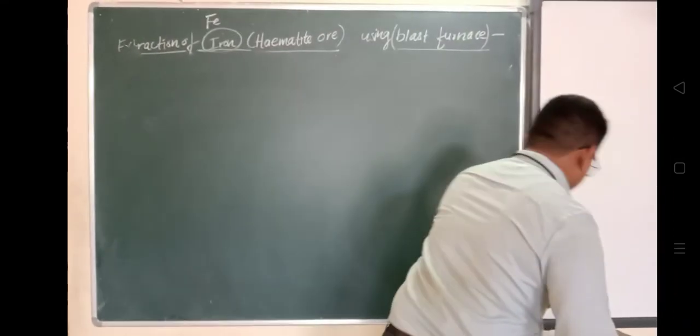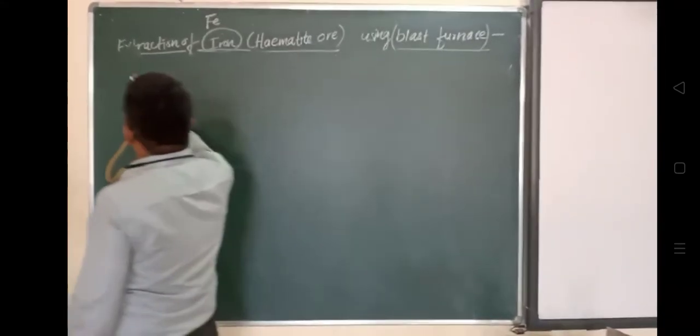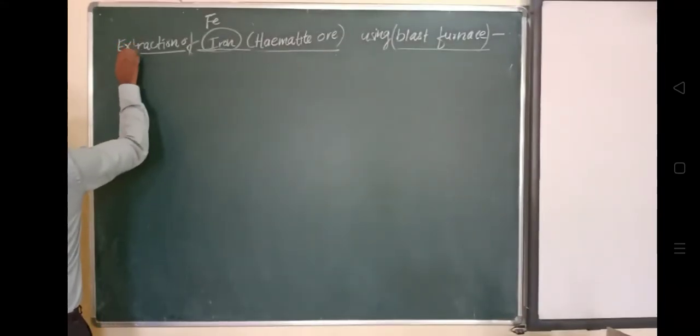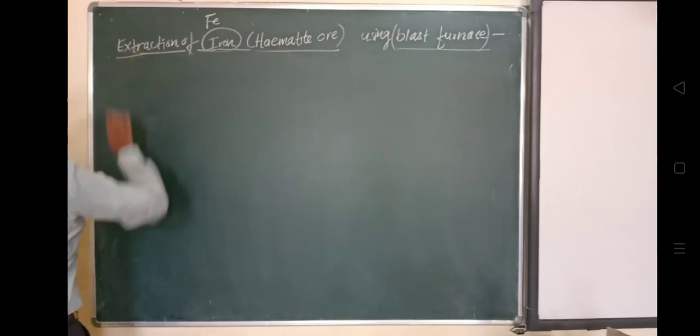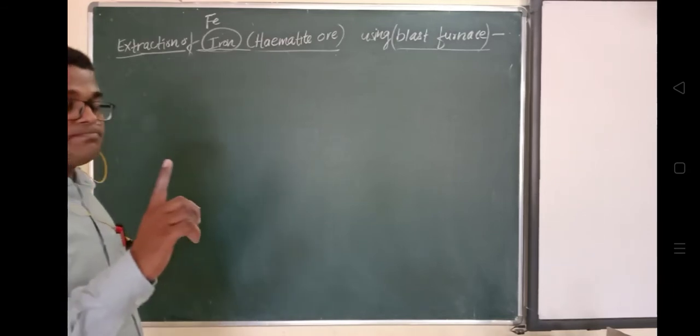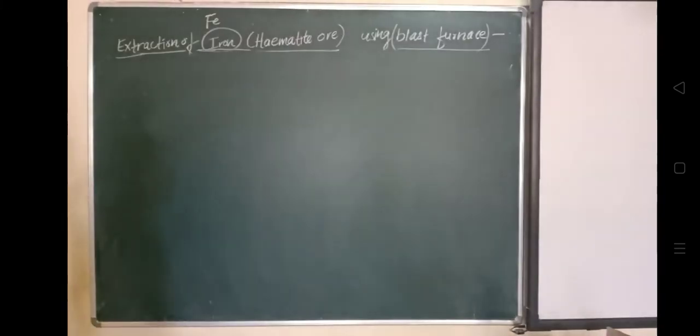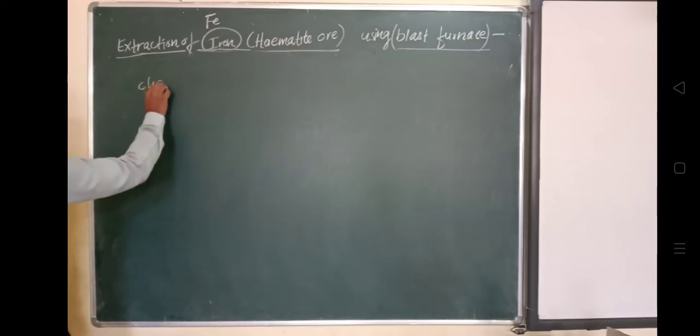To the bottom, where will the temperature be higher? Definitely the temperature will keep increasing like this. The temperature increases in a blast furnace in the downward direction. Definitely the temperature will be more in the hearth region, because the hearth region is the lowermost region, so that is the zone where the temperature will be higher.